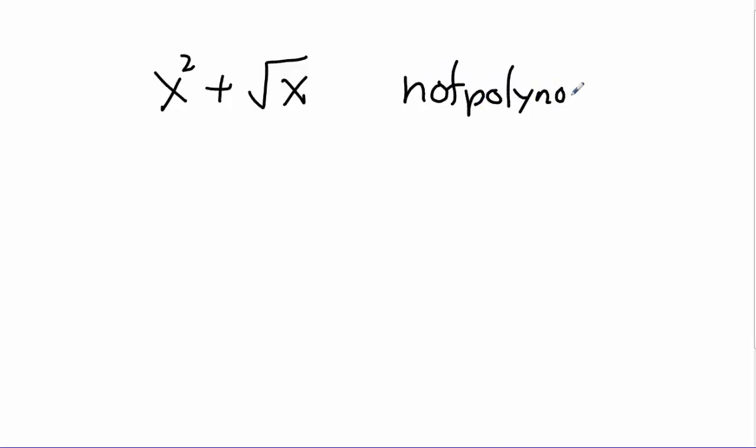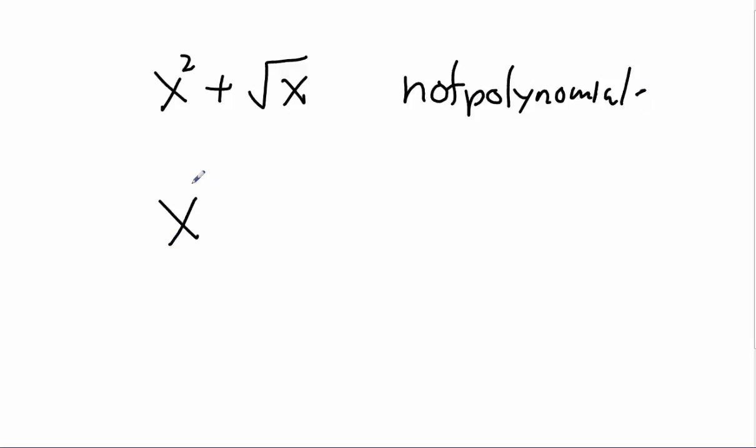The next thing we need to know about is what is not a polynomial. Well, if you look here, we have x squared plus the square root of x. If you ever see a square root of x in your terms, not a polynomial. The square root throws a lot of things off, so it's not a polynomial. Should be a space there.